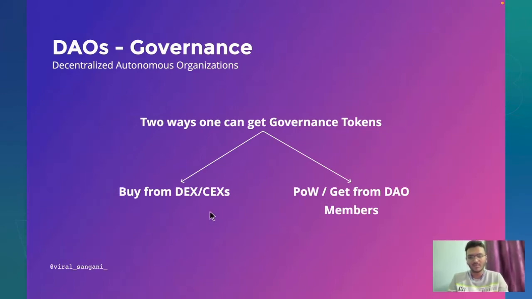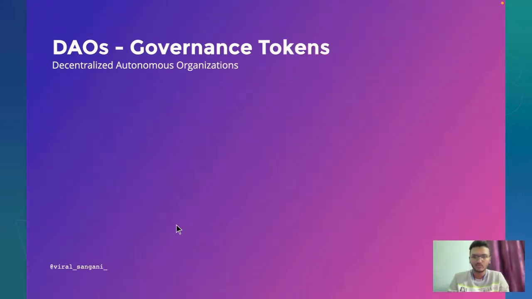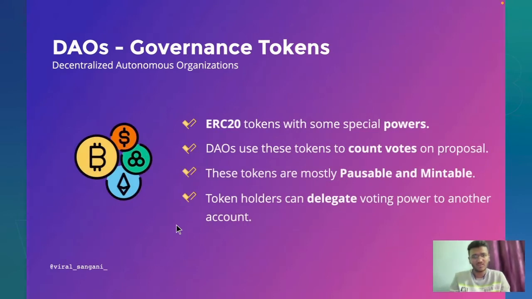And Uniswap, you can always buy it on exchanges. So this is how you can actually get a governance token. So let's see some features of a governance token. A governance token is nothing but an ERC token with some special powers. And these special powers give you the access to vote on a proposal. So DAOs use this token to count votes on a proposal.